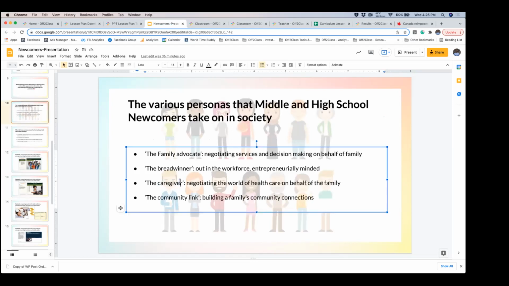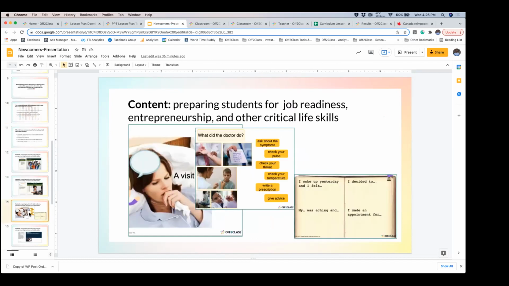One of the personas I identified up here was the caregiver. Some of your middle and high school newcomers might be negotiating healthcare on behalf of the family. Developing lesson content that gives them the skills to be able to negotiate a visit to the doctor could be a fantastic single skill speaking activity that you could develop around that. This is an example of one of the speaking activities on Off to Class. It's about a visit to the doctor.